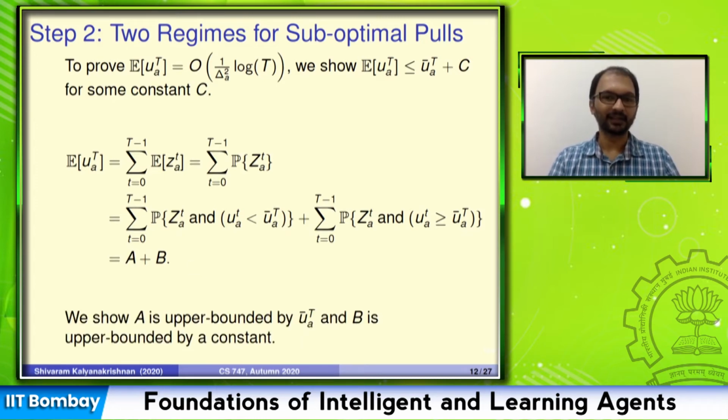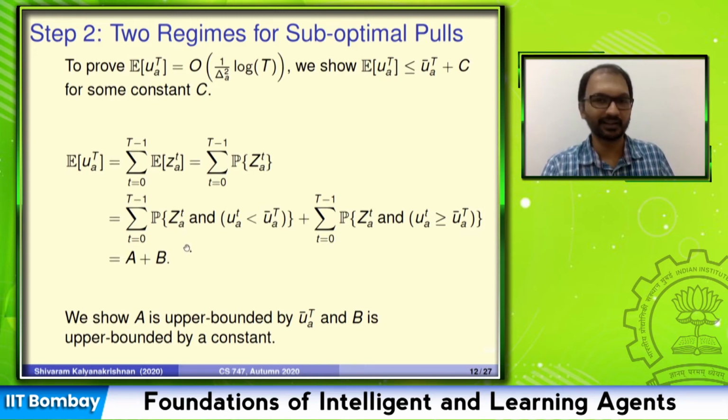And if we do that, then we will say that A itself is upper bounded by U bar_tA, which is what you saw over here, and B is upper bounded by a constant. Because of the number of times the arm has been pulled, the way we analyze these two terms is going to be slightly different. The first one is relatively straightforward.